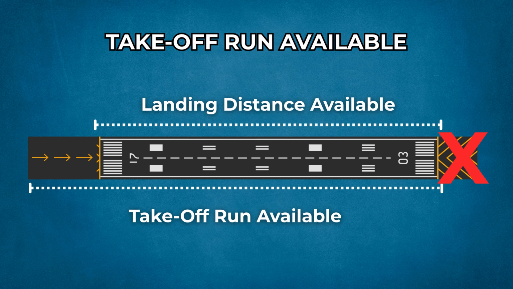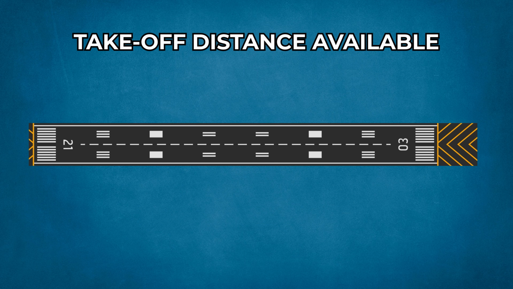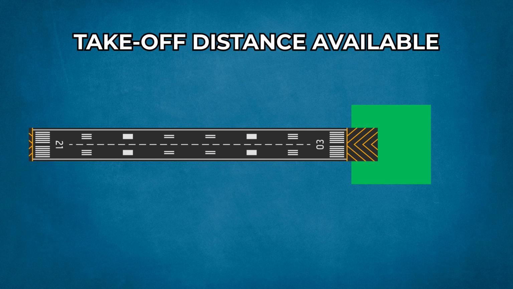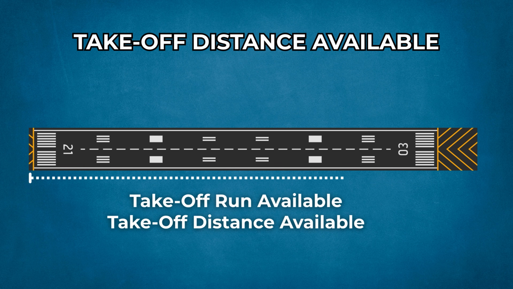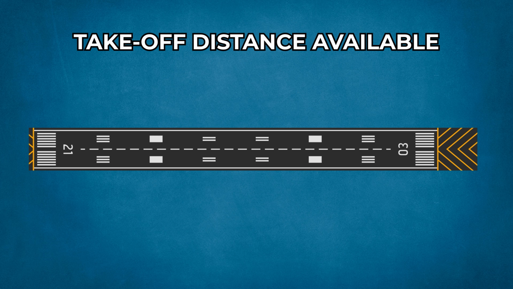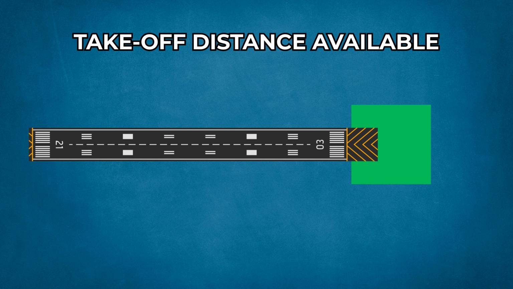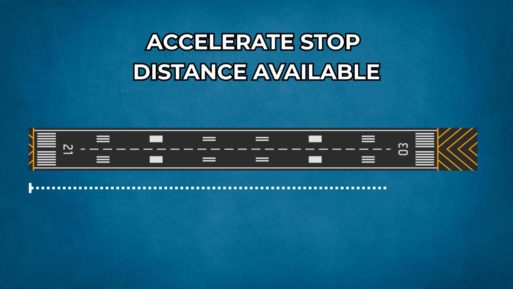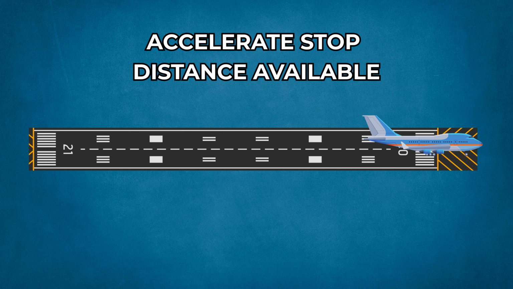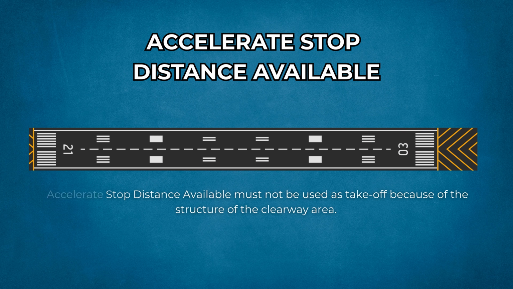Now we learned the takeoff run available distance. Takeoff distance available is the length of runway plus any clearway if it exists. In case there is no clearway, takeoff distance available is the same as takeoff run available. It includes ground as well as air segments. In short, takeoff distance available equals takeoff run available plus clearway. Let's continue with accelerate stop distance available and stopway. In case the takeoff is aborted, the aircraft can be brought to a stop either on the runway or on the stopway. In case of an aborted takeoff, accelerate stop distance available must not be used as takeoff because of the structure of the clearway area.